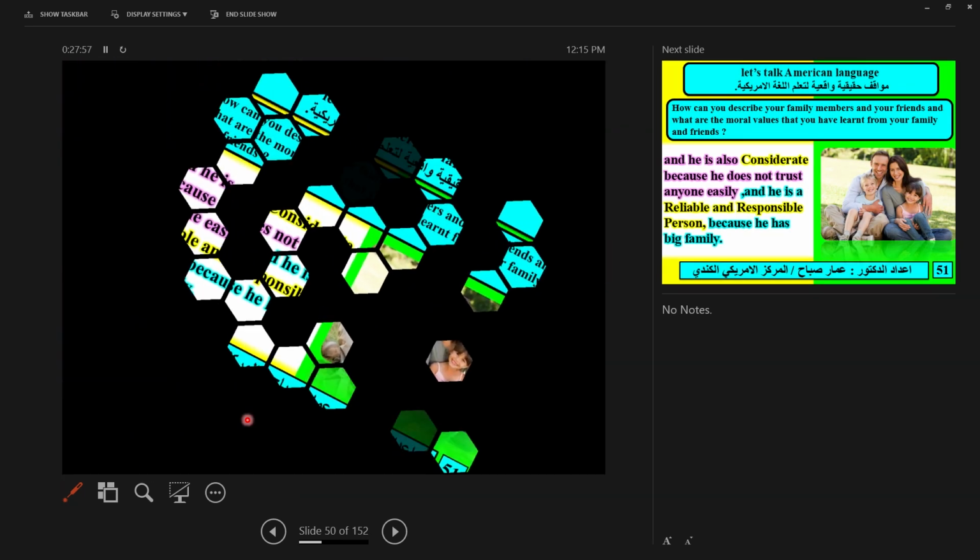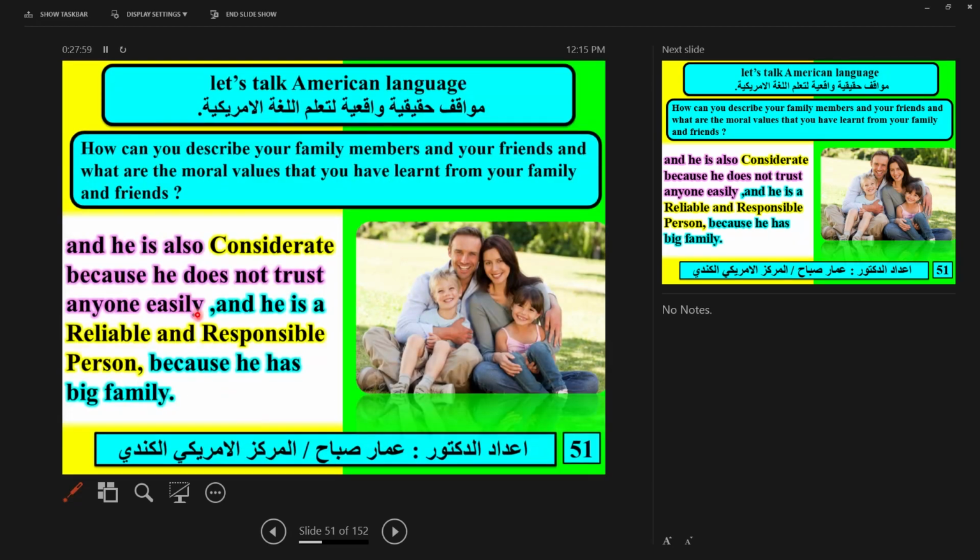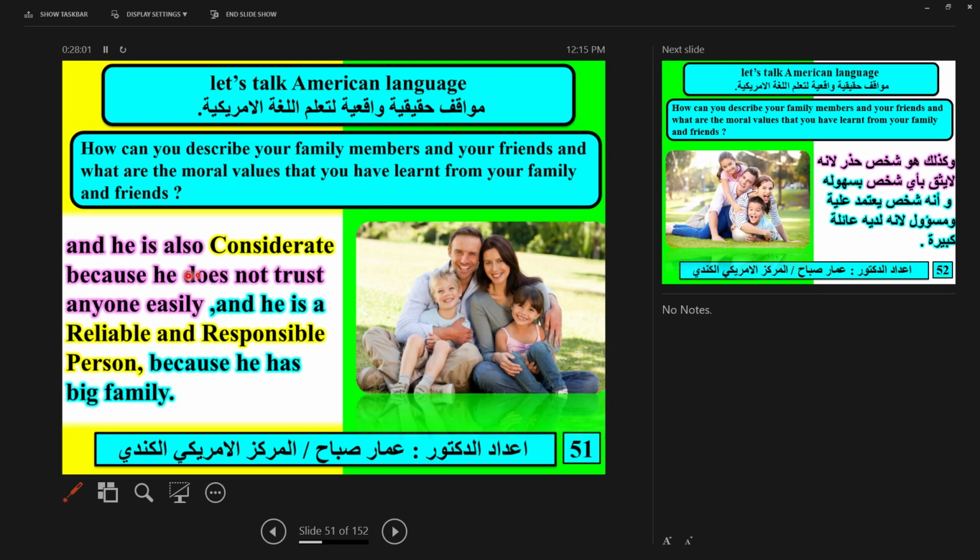He is also considerate, because he doesn't trust anyone easily. And he is a reliable and responsible person, because he has a big family.